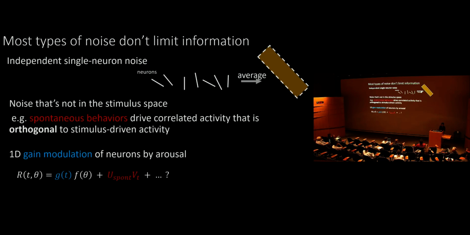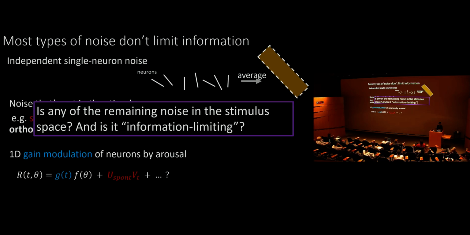And then the question we're asking in this paper is what's left over. So this model only explains around 40% of the variability. So what we asked in this study is if any of the remaining noise is actually in the stimulus space. So is it actually limiting the information that the mice have about the stimuli?